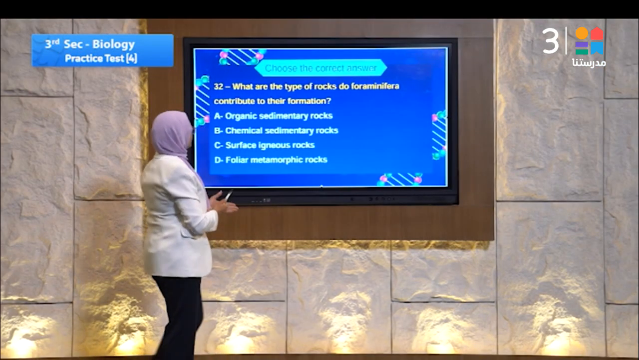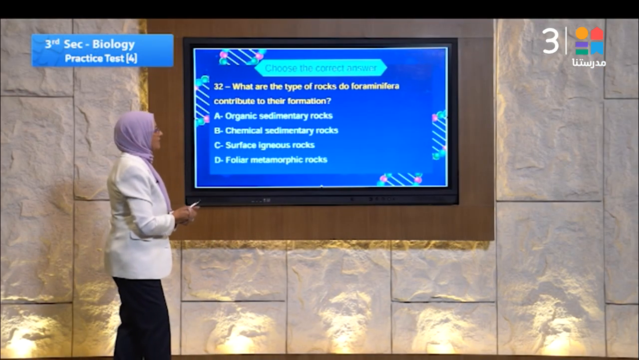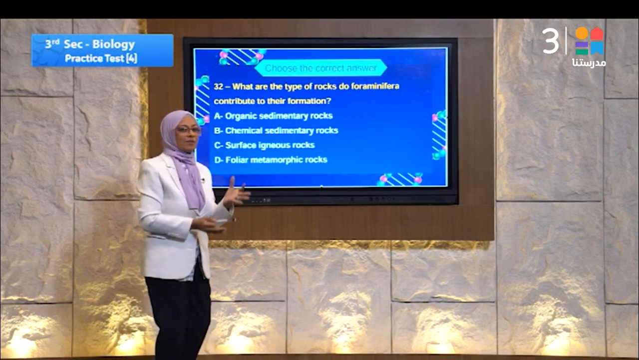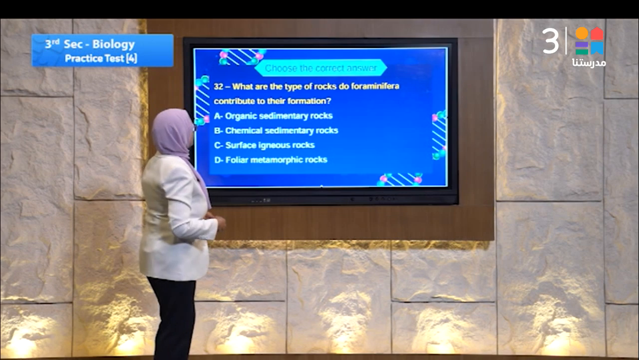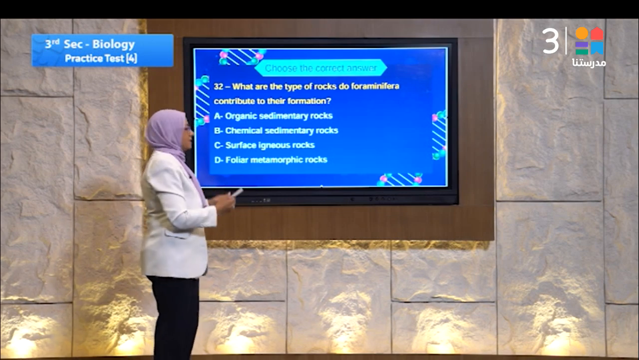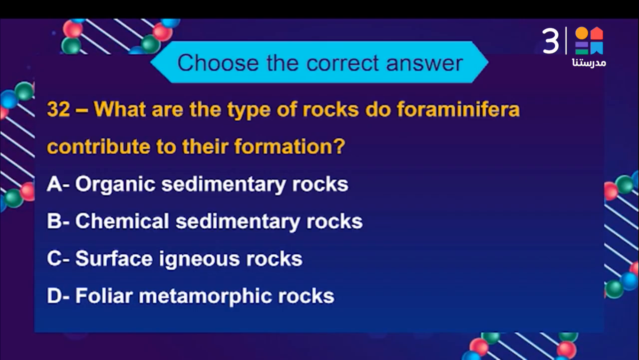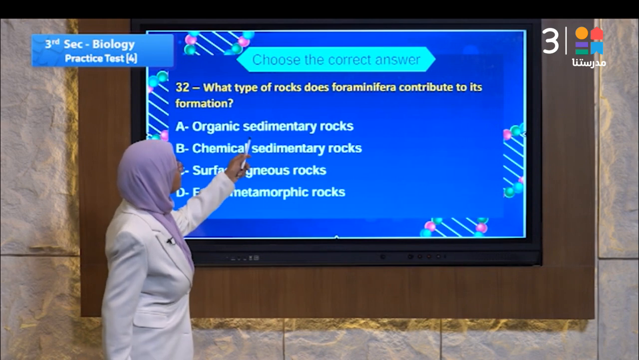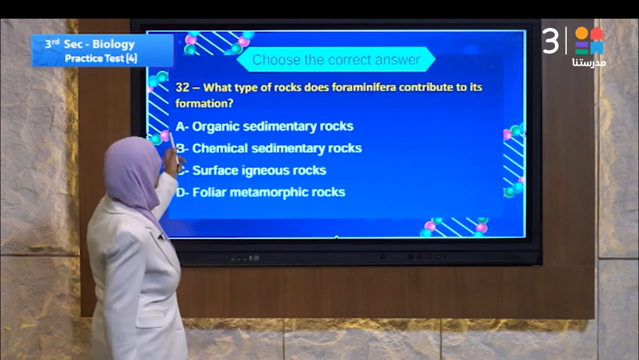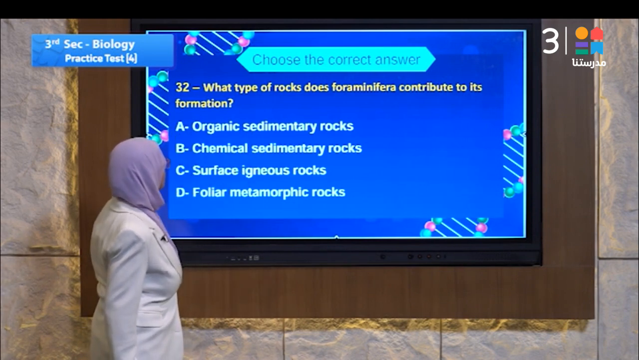Let's go to question 32. Question 32 speaks about some living organisms, like foraminifera. Let's read the question, then answer. Question number 32 is earth science again. What type of rocks does foraminifera contribute to forming?